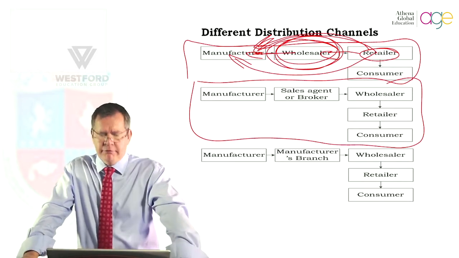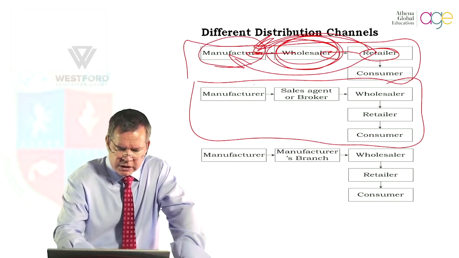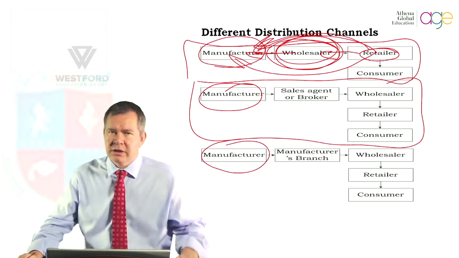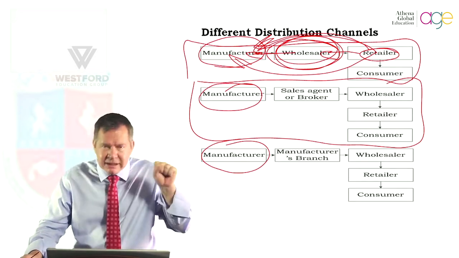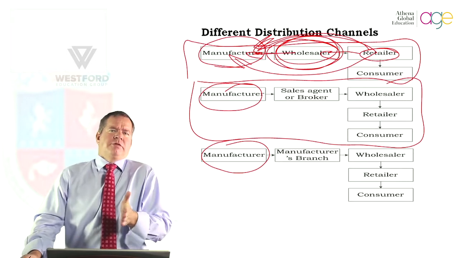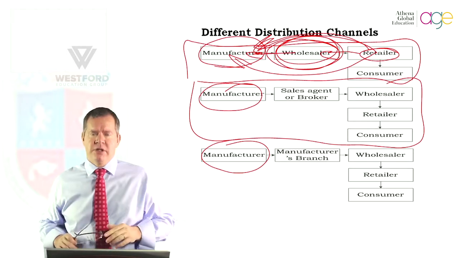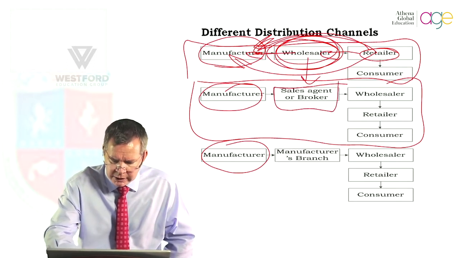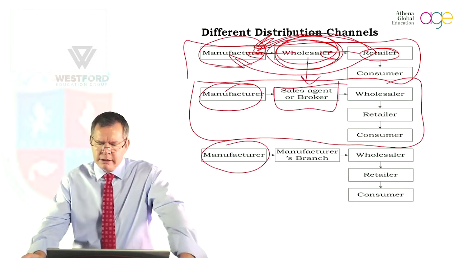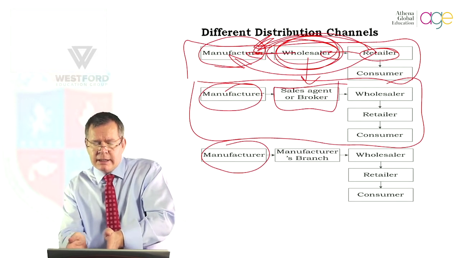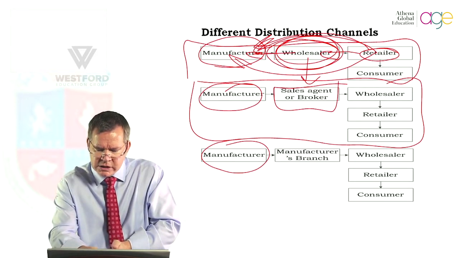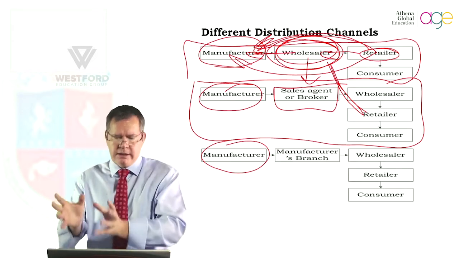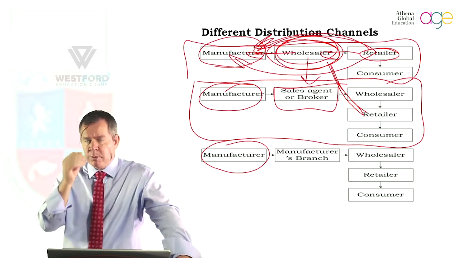Then you get the manufacturer. Once again, you'll see that we start with the manufacturer in each one of them. I could have also started with raw material or a sub-assembly point, but it's a point of start. It's where the product comes from, way upstream. In this case, I'm not working with a wholesaler, I'm now working with a sales agent or a broker. And as you can see by this design, that comes in between the wholesaler and the retailer. In the previous one, I had direct wholesaler to retailer. Now I have a sales agent or a broker.